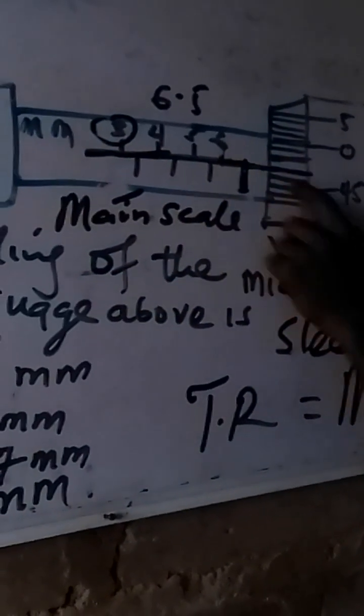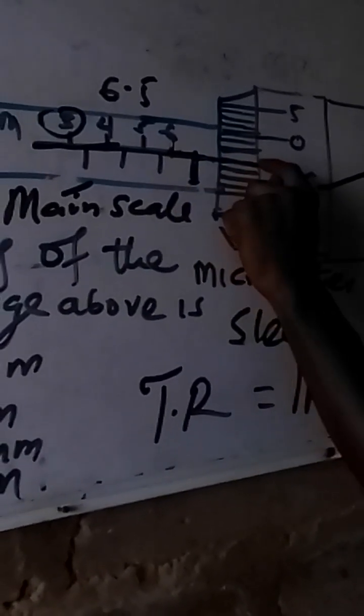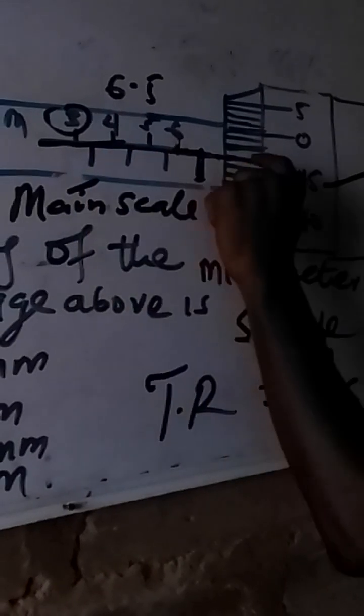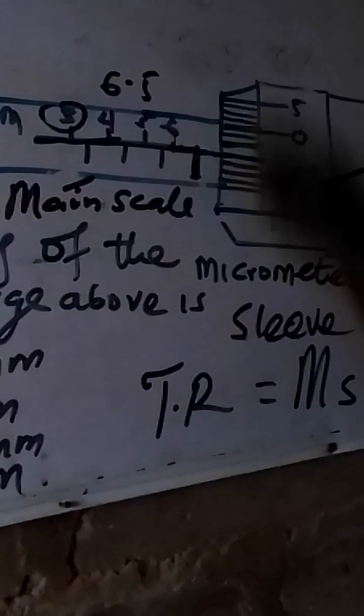You know, this is the main scale. This line is going like this. Is it touching this one? No. Is it touching this one? No. Is it touching this one? No. Where is it touching? It's touching this line directly. Are we together? Where it's touching, that's where the reading will be.